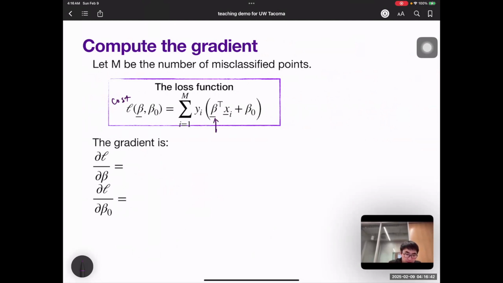For the first part, we want to compute the partial derivative with respect to beta. If we take a look at that, the summation will be preserved, and yi xi will be preserved after the gradient. For the second part, we want to compute the partial gradient with respect to beta naught. Only yi will be preserved.